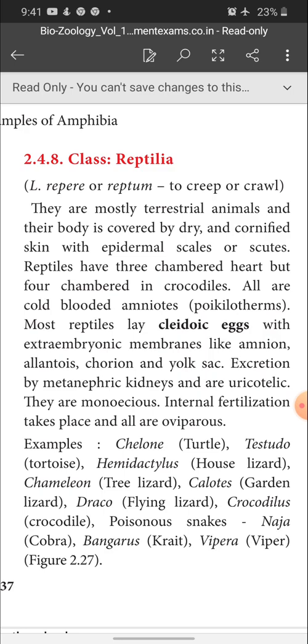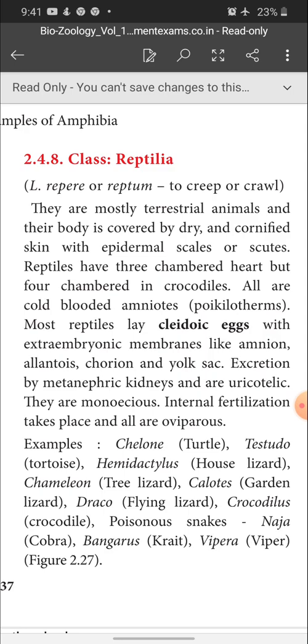See, crocodile is also a reptile only. Except crocodile, all other animals in the class reptiles possess only a three-chambered heart. Crocodiles alone have a four-chambered heart. All are cold-blooded, that is poikilothermic only. Most reptiles lay cleidoic eggs.